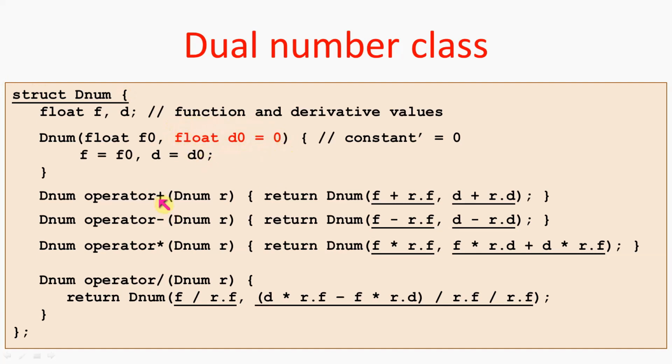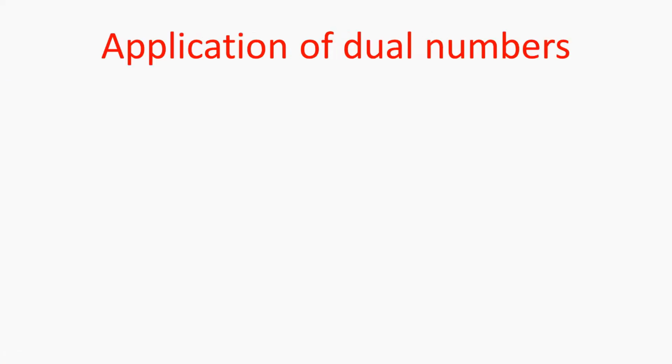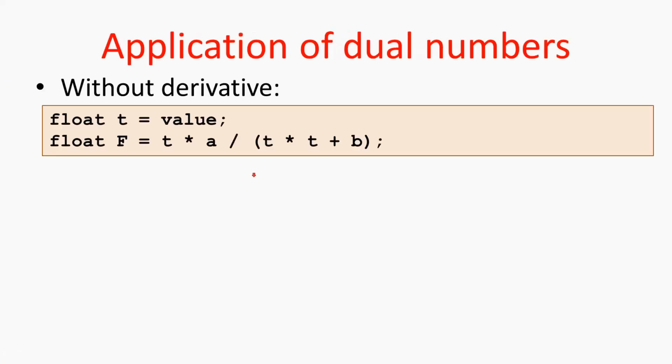Using operator overloading, we can define the basic operations. So for addition, both the function values and the derivatives must be added. If we want to apply subtraction, function values should be subtracted, derivatives should be subtracted. Concerning the multiplication operation, function values are multiplied, and for the derivative, we use the law of the derivative of a product. For the division operator, function values are divided, and we insert here the formula of the derivative of a fraction.